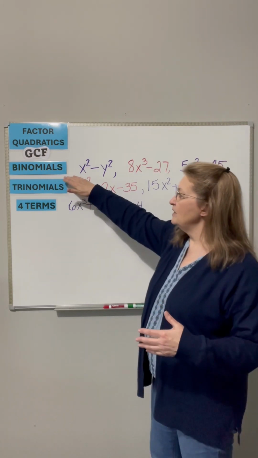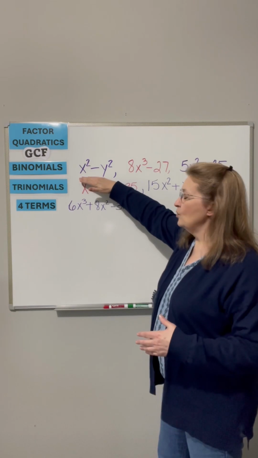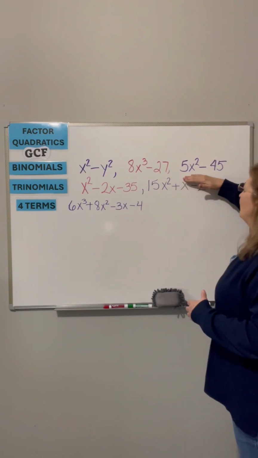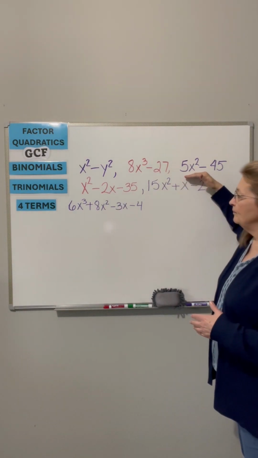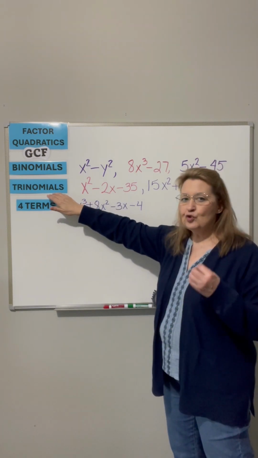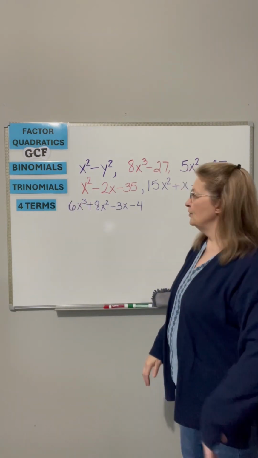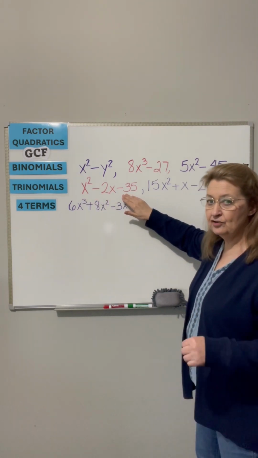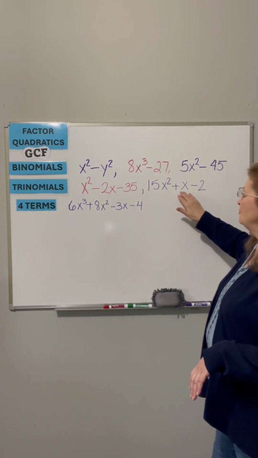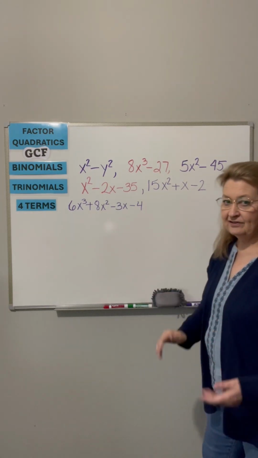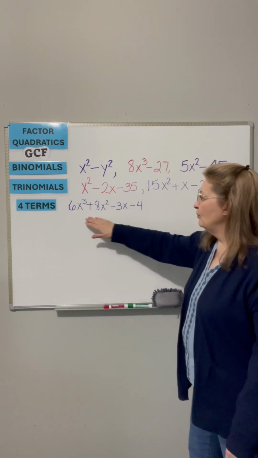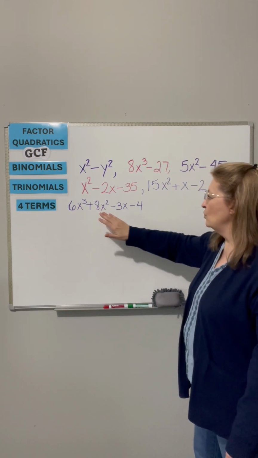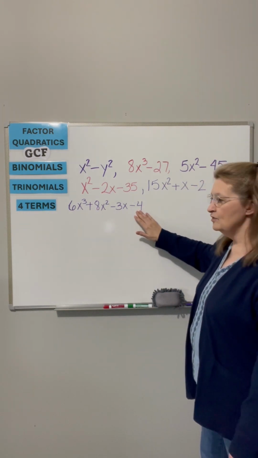So let's just look. Here's some examples of binomials. You've got x squared minus y squared. You've got 8x cubed minus 27. Or you've got 5x squared minus 45. Here's some examples of trinomials. There are 3 terms for those. There's x squared minus 2x minus 35. That's a trinomial. There's 15x squared plus x minus 2. That's a trinomial. Here's an example of a 4-term polynomial. 6x to the 3rd plus 8x squared minus 3x minus 4.